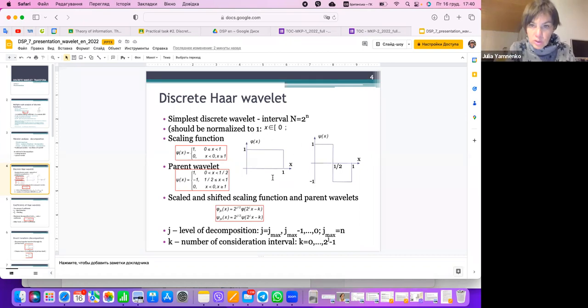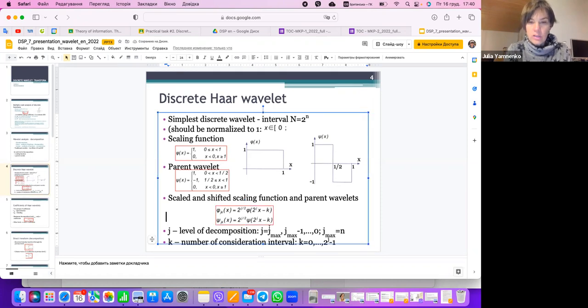So both these functions phi and psi will be the object of scaling in horizontal and vertical direction, and also shifting. Shifting means the movement across the horizontal axis. And these two operations, which are the main operations of the wavelet method, are reflected by these equations.